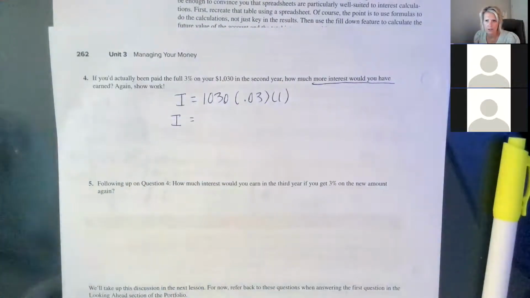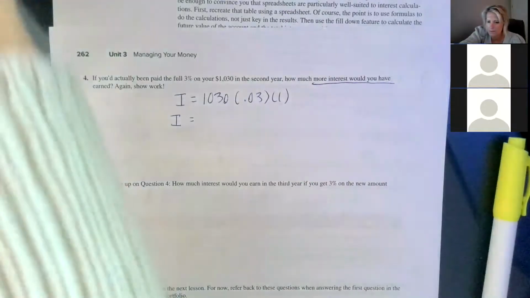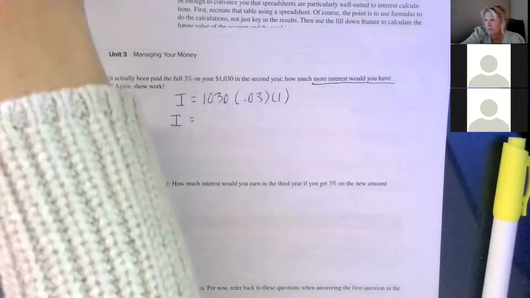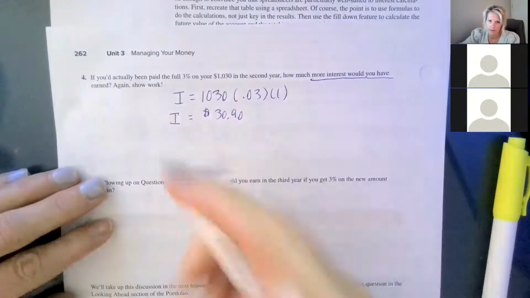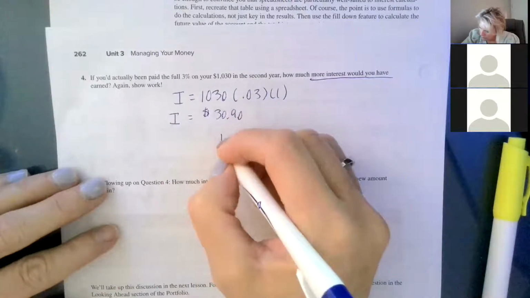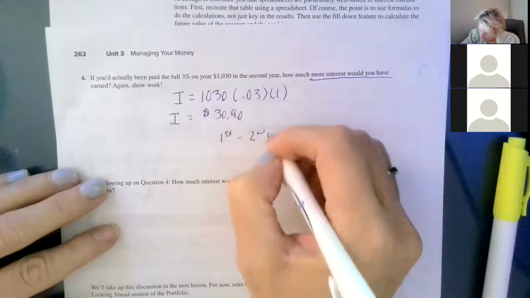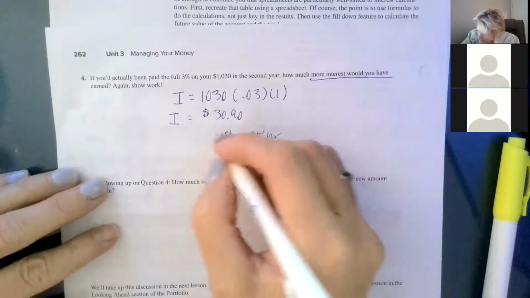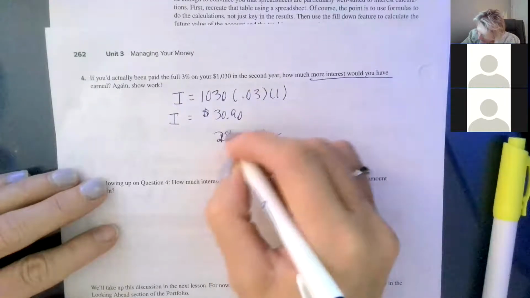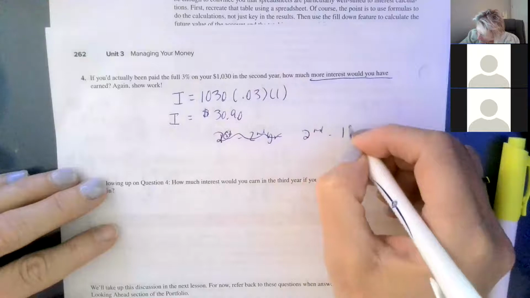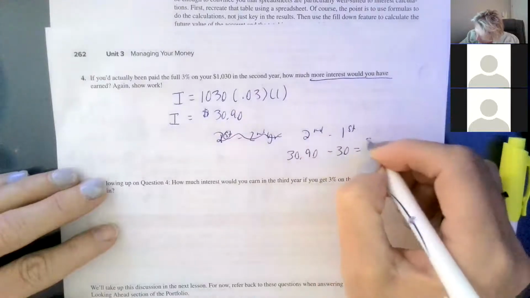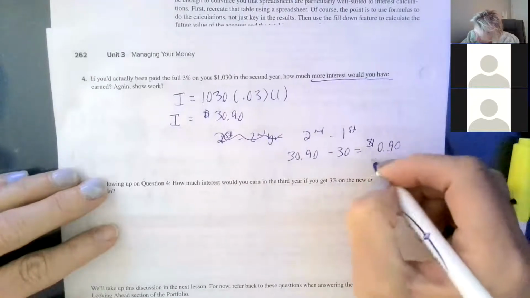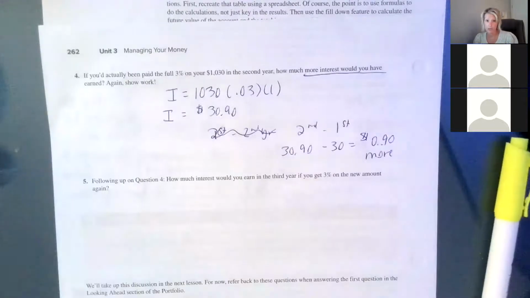we would have earned, anybody get $30.90? Yeah. So second year minus first year, right? So second year we earned 30.90 and the first year we earned 30. So we would have earned 90 cents more if we got paid the full 3%, but we didn't.